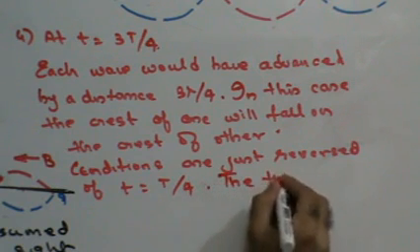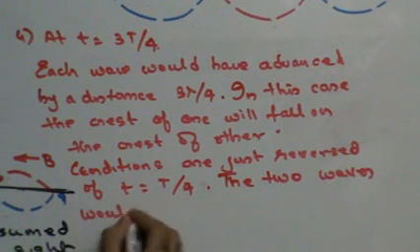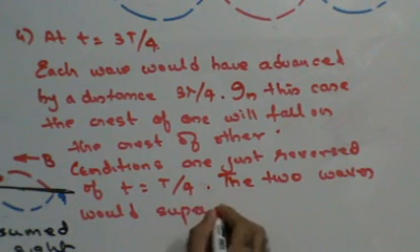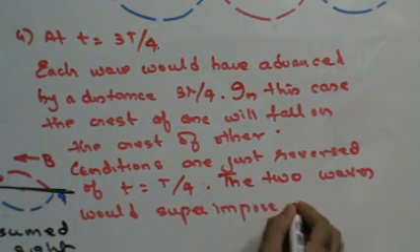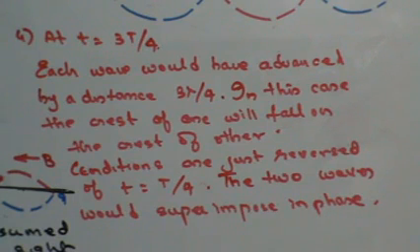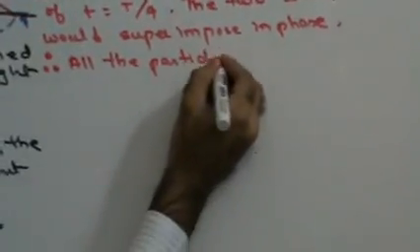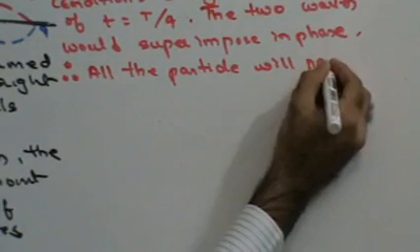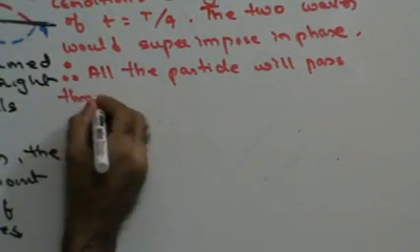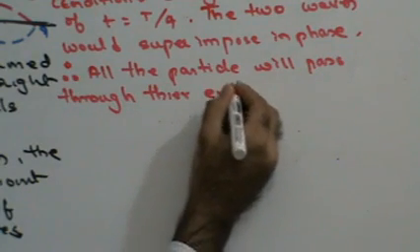The two waves would superimpose in phase, right? And thus all the particles will pass through their extreme positions.